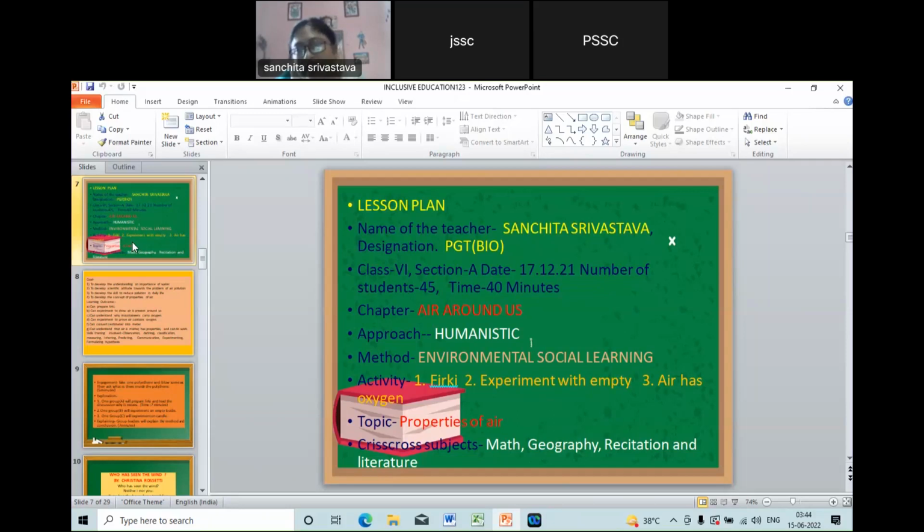And what is the method? See, it covers 2 subjects, that is EVS. EVS means it covers science as well as social studies. Okay, so now whenever a classroom is there, it is always a best way to interact with the children in various sorts of activities that we can.